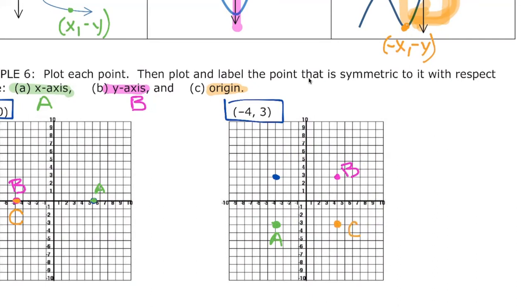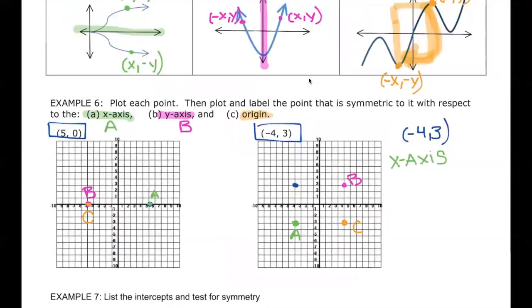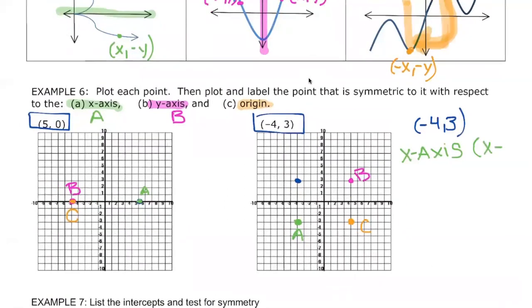Again, you can kind of quickly do the problems in the sense, if we take a look at the original, which is negative 4, comma 3, we already said that the x-axis symmetry is going to be x, negative y. So the x stays the same, so the x would stay at negative 4, but the y now, which was 3, is now going to be negative 3.